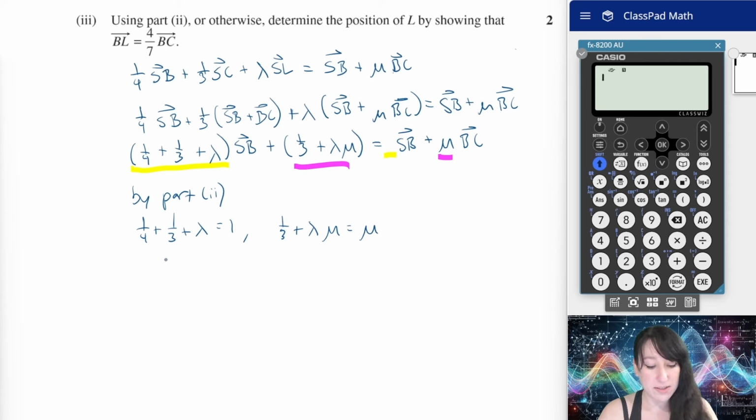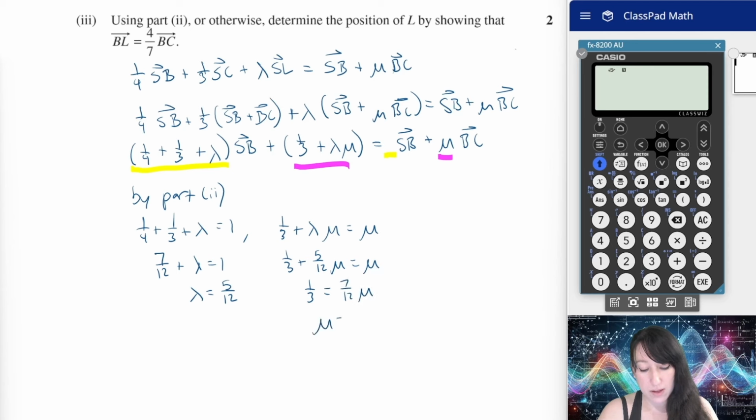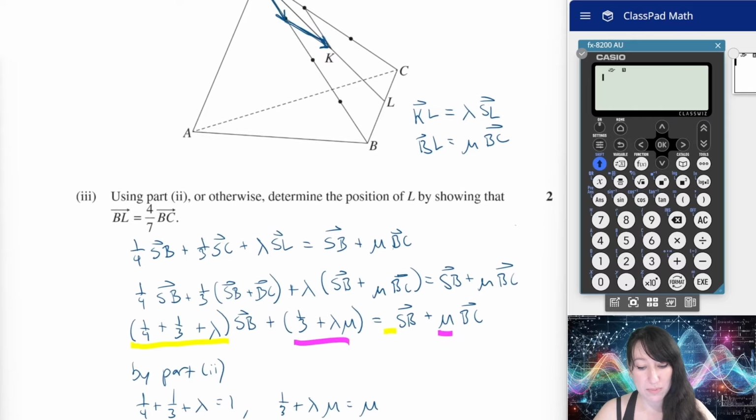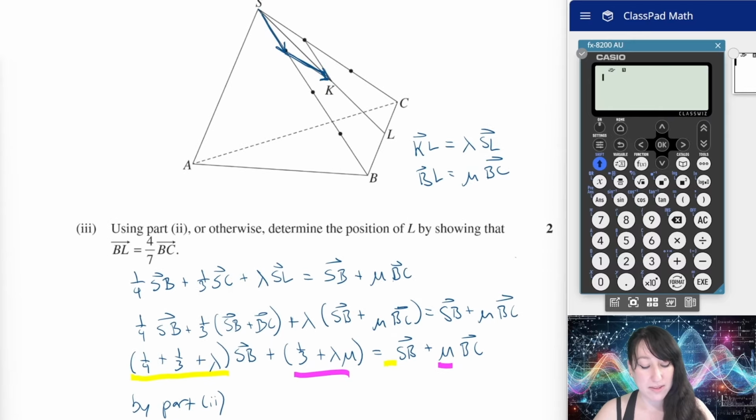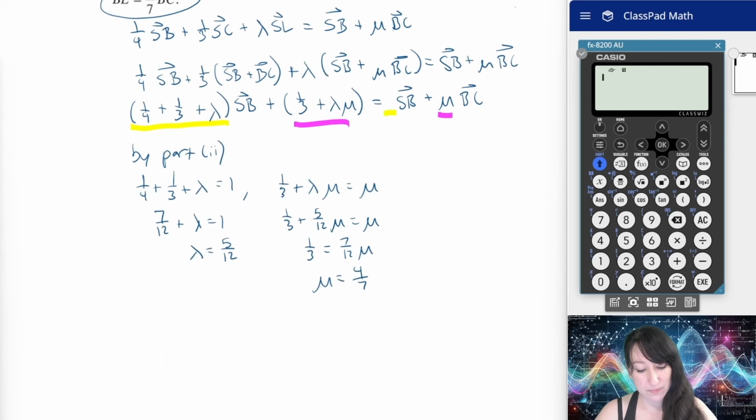Now the first equation gives us 7/12 plus lambda equals 1, so lambda is equal to 5/12. And then in the second equation, we have 1/3 plus 5/12 mu equals mu, which is 1/3 equals 7/12 mu. So mu equals 4/7. Now, what was mu? If we look back, we wrote BL is mu times BC. And we were trying to show what scalar factor BL is of BC. And we found that that is 4/7.